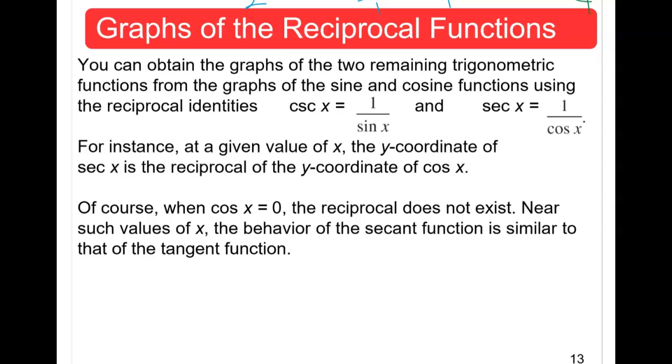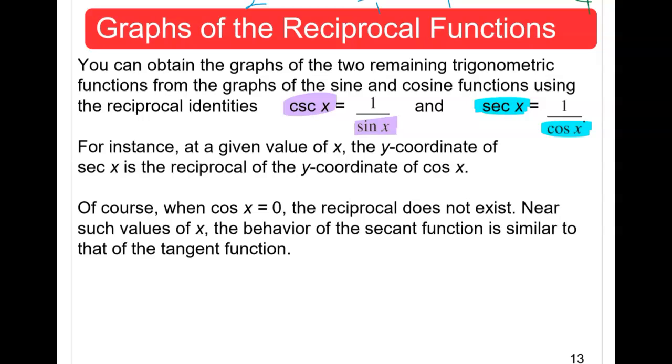You can obtain the graphs of the 2 remaining trigonometric functions, which are the reciprocal functions. And those will be the reciprocal functions of sine and cosine. So the reciprocal of sine is going to be cosecant, and the reciprocal of cosine is going to be secant. And so to graph those two, cosecant and secant, we actually need to graph sine and cosine. So that is what we cover on the last section, 4.5.